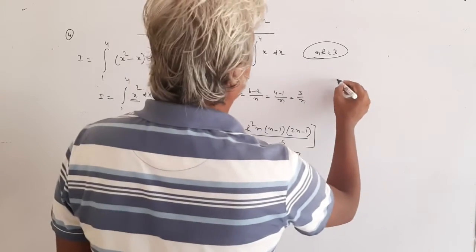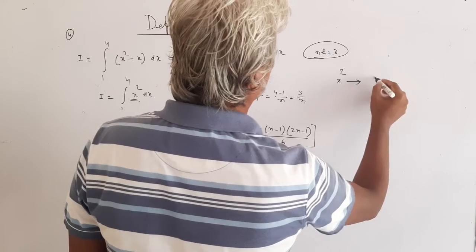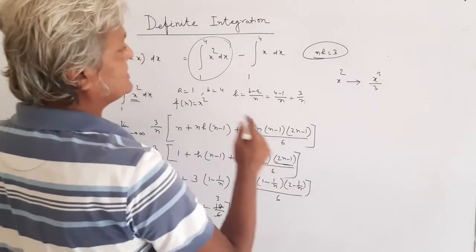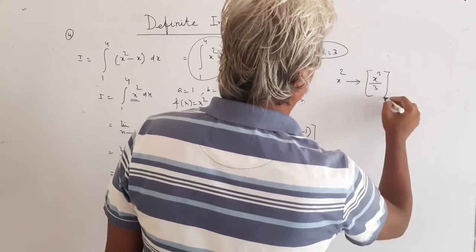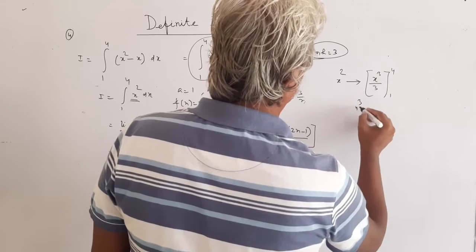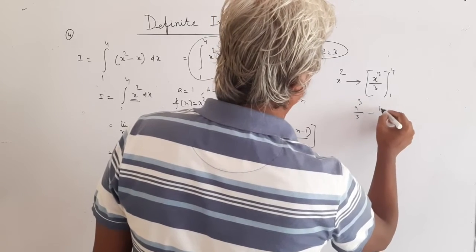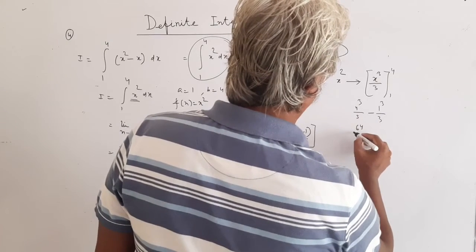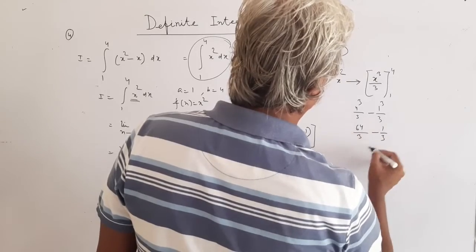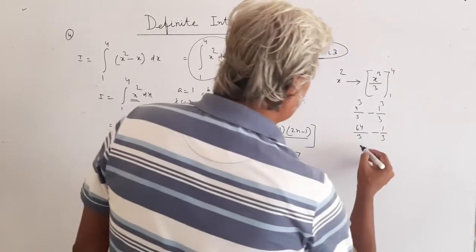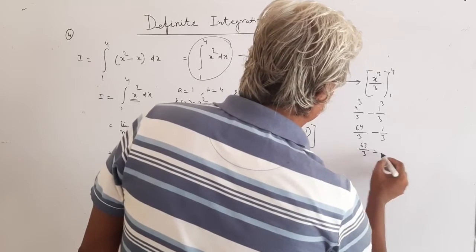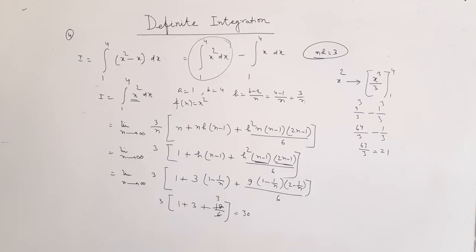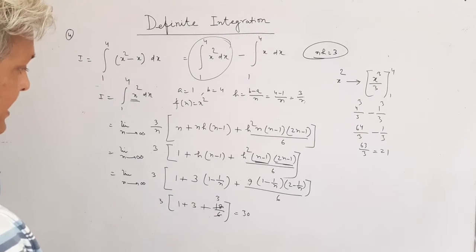So what is integration of x square? That gives you x cube by 3. Now what is x cube? The limits are 1 and 4. So this is 4 cube by 3 minus 1 cube by 3. This is 64 by 3 minus 1 by 3. So 64 minus 1 is 63 by 3. Then what should you get? 21. And what have I got? 30. This is wrong. It means somewhere I made a mistake.